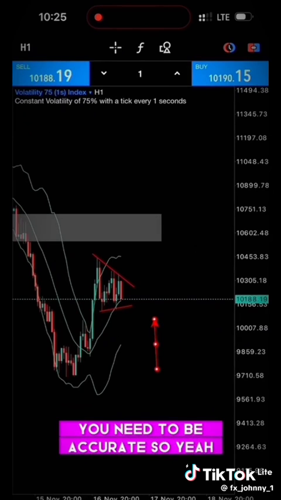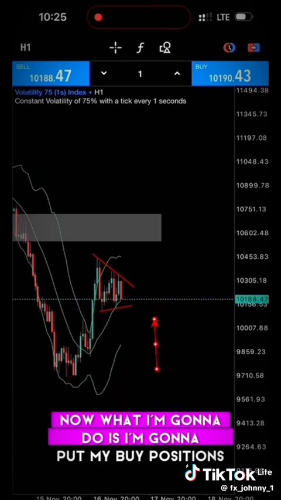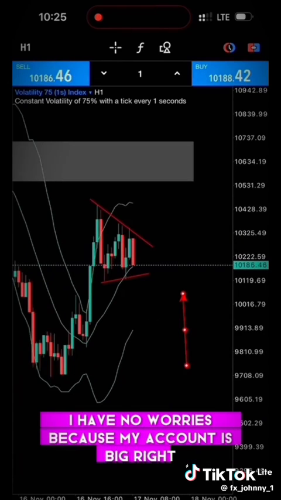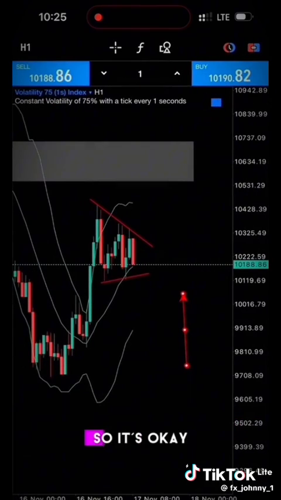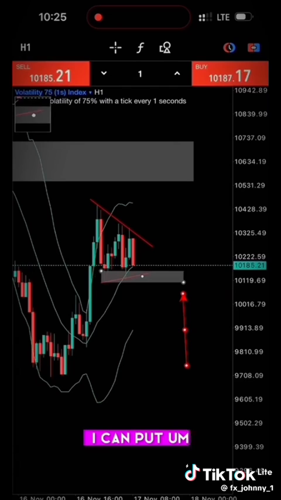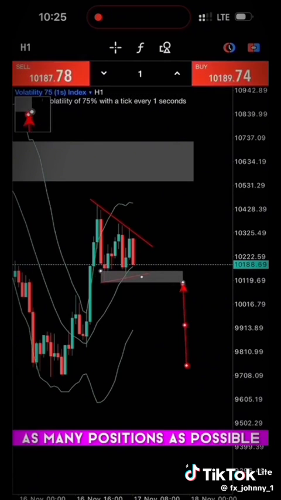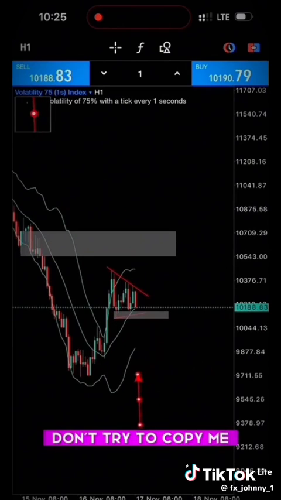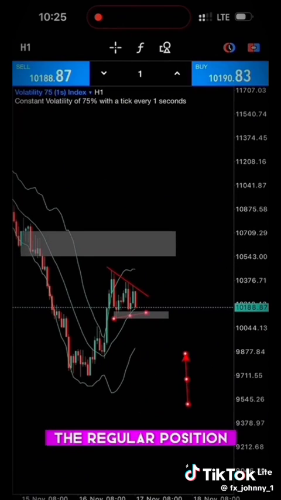So here now, what I'm going to do is put my buy positions. I have no worries because my account is big, right? I've managed to put it at 1000, so it's okay. I can put as many positions as I can. But as for you, from your side, don't try to copy me here. Just put the regular position, the smallest one.